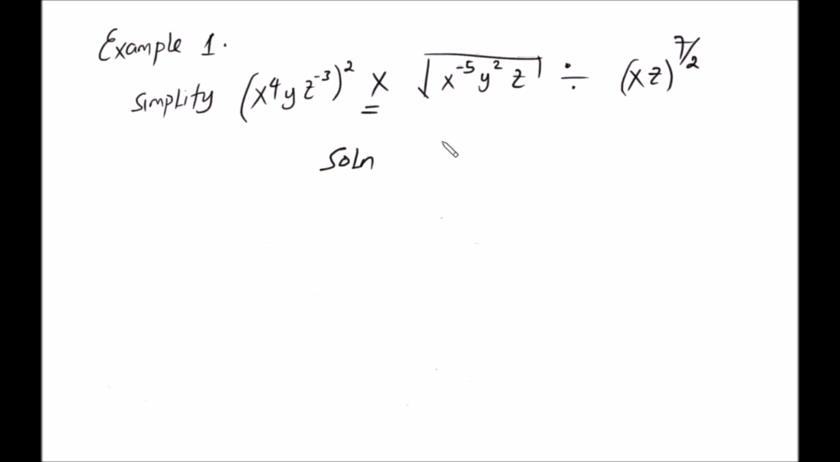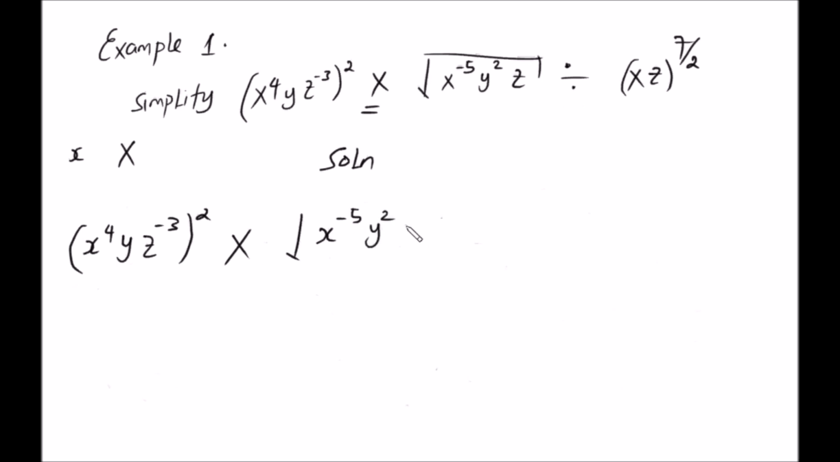Anasema simplify hiyo expression. So hii ni multiplication sign hii, lakini hii ni x. So I'm going to write x like this and then write multiplication sign like this ili kudifferentiate. So let me rewrite this expression kwa chini. So this is going to be x power 4 times y times z power negative 3 squared, so times the square root of x power negative 5 y squared times z, divide x times z, all of it power 7 over 2.